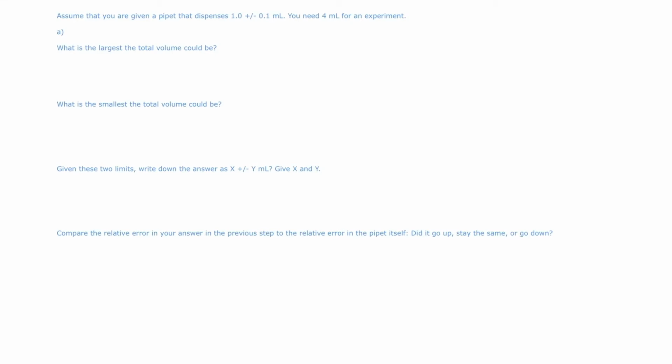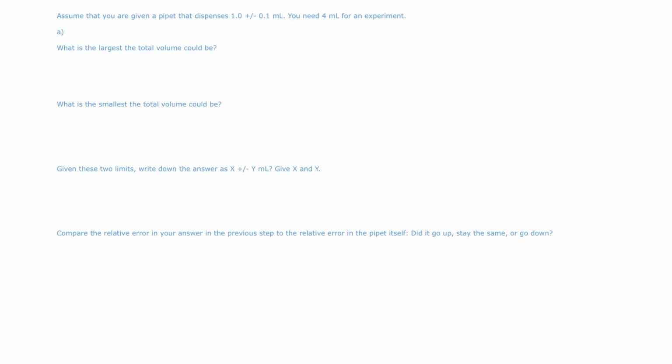Let's talk about error propagation. Error propagation is the process of translating individual errors that are taken in an experiment or in a calculation throughout your entire procedure. In chemistry, error propagation typically is encountered through using experimental equipment. Let's take a look at the following problem.